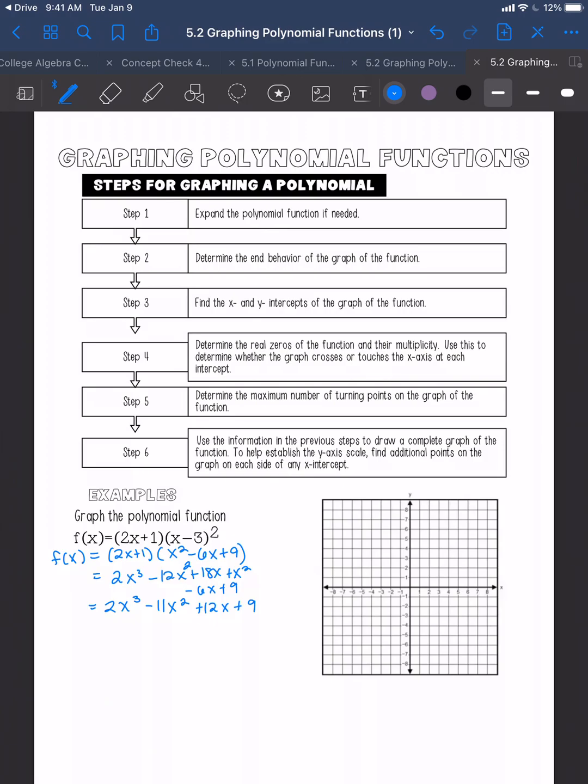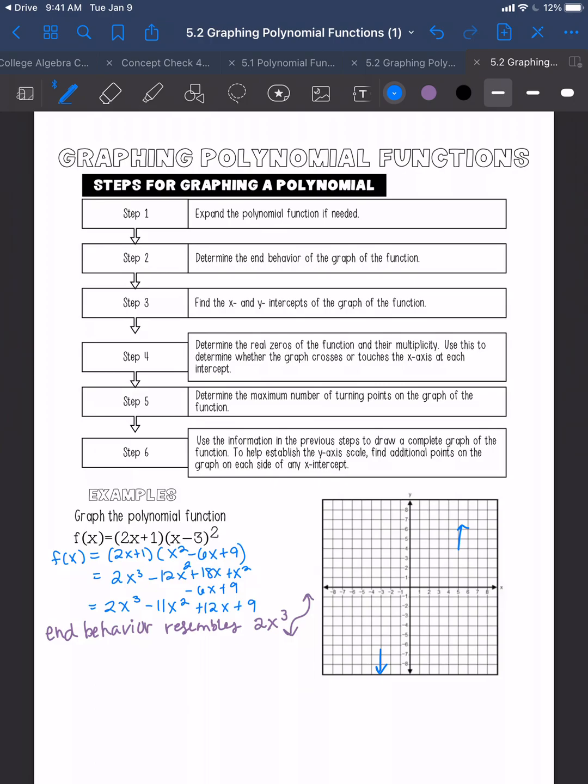So our end behavior resembles the power function, which is 2x cubed. So that means it's going to look like that. We can sketch that on our graph here if we want to. We don't really know where it's going to go through yet, but just plot that on there.